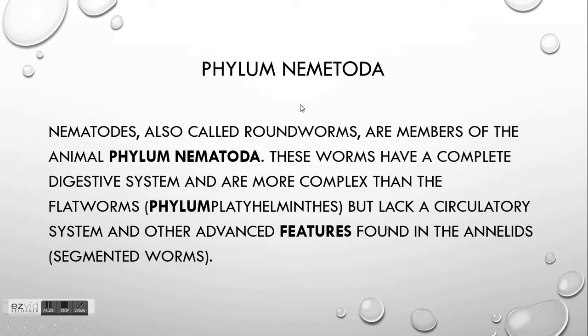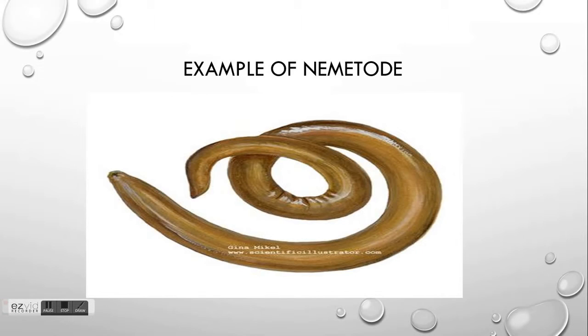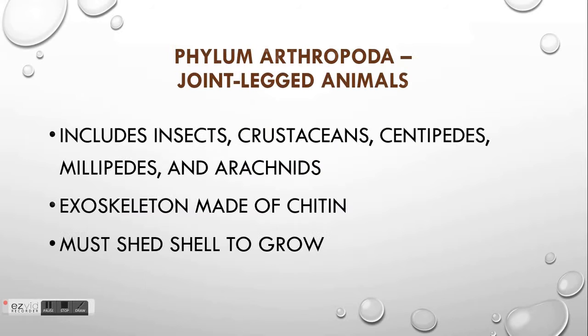So phylum Nematoda. Nematodes, also called roundworms, are members of the animal phylum Nematoda. These worms have a complete digestive system and are more complex than the flatworms, but they lack a circulatory system and other advanced features found in annelids, segmented worms. So annelids are segmented worms, and nematodes are here. An example of nematodes right here.